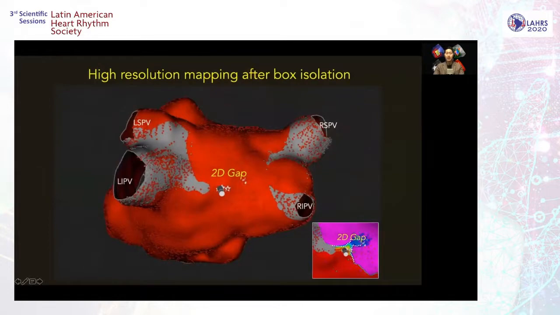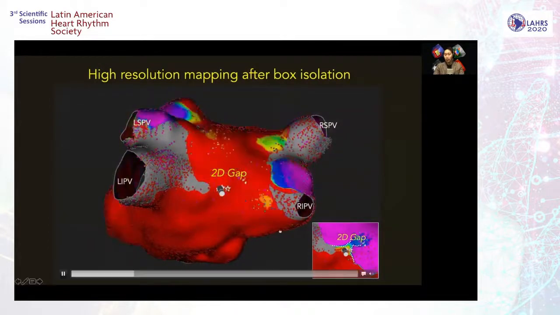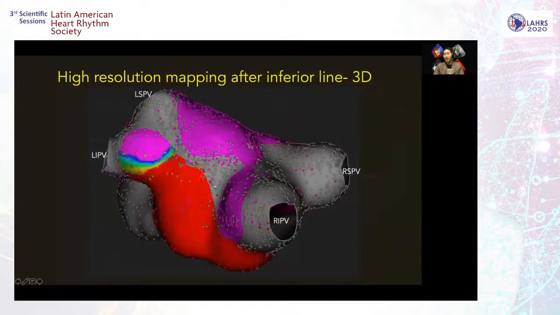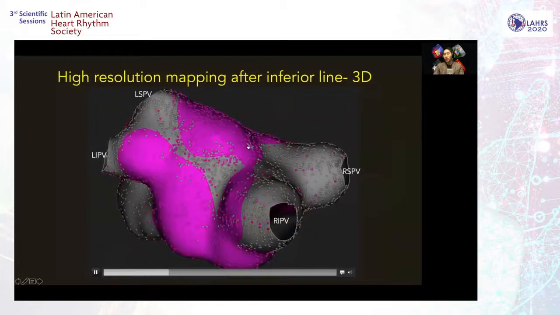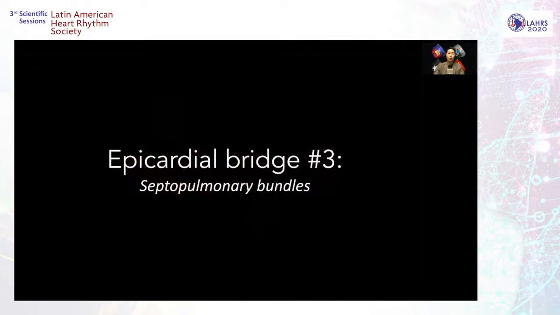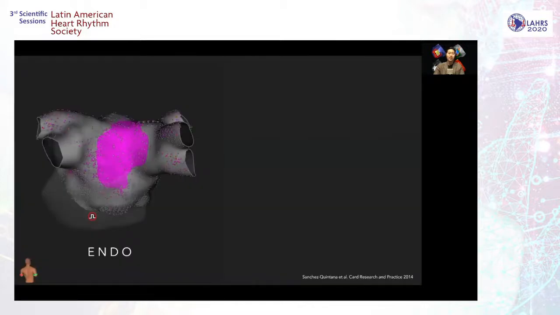High resolution mapping after box isolation can show you that there's a little 2D gap. Something pops right through. So here's an example, which is very easy to see, and isolate the posterior wall. But sometimes what you have is activation and then a focal breakout in the middle of the posterior wall. And I think everyone has seen this and is frustrated by this. This is why Andrea Natale will just pepper in the entire box, because what we're trying to do is eliminate septal pulmonary bundle activation.